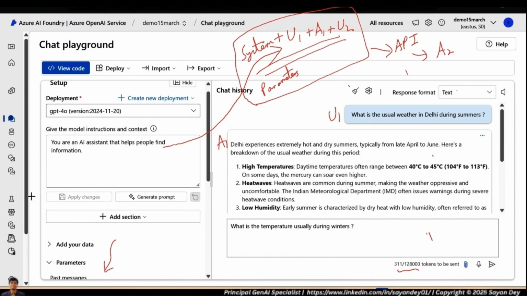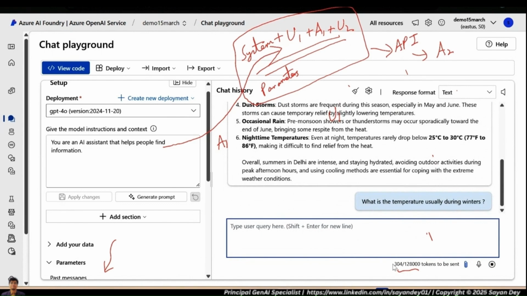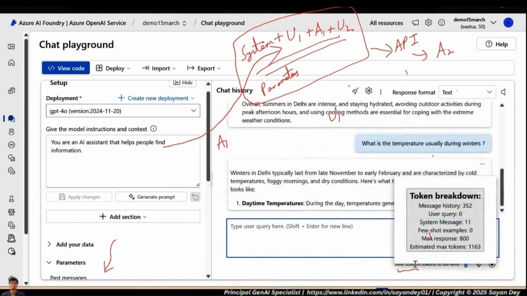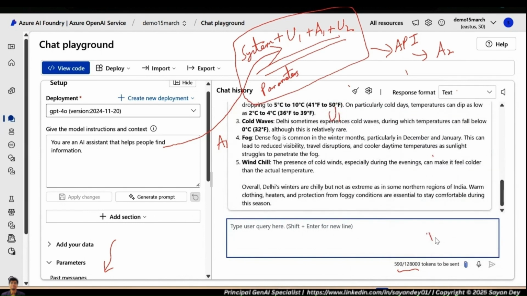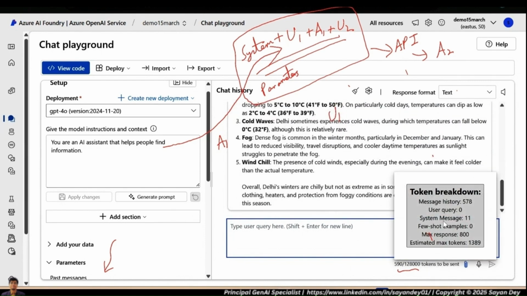And I will show you how the A2 response looks now. When I run the code and when you see the A2 response, you'll see this is what the model responds now, A2. See, the number of tokens will actually increase now. Out of 128,000, now we have used up 590 tokens. The message history is 578.